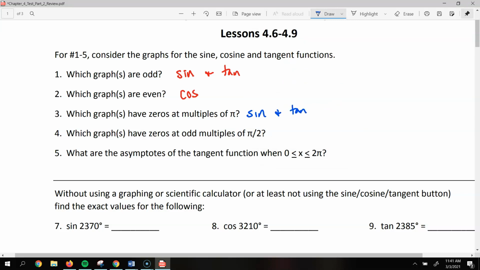And which graphs have zeros at odd multiples of pi over 2? Well, that one is, again, just the cosine function. And what are the asymptotes of the tangent function when your values for x are between 0 and 2 pi? Remember, you can't divide by 0, so anytime the cosine is 0, because the tangent is the sine divided by the cosine, you're going to have an asymptote for the tangent function. And that happens at pi over 2 and 3 pi over 2.